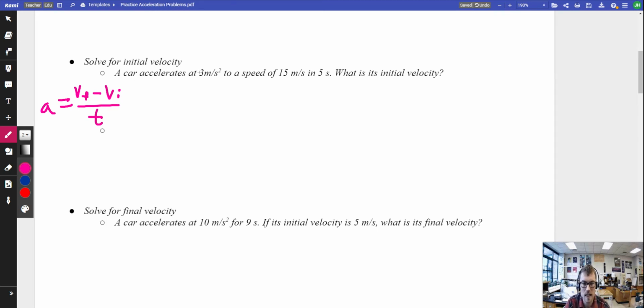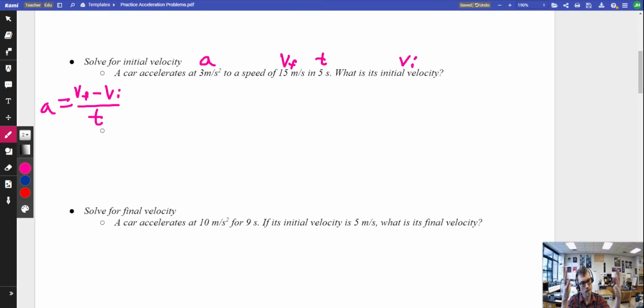So it's accelerating at 3 meters per second squared. There's our acceleration, to a speed of 15 meters per second. That is telling us that this is the end velocity, so this is going to be our final velocity. In 5 seconds, there's our time. And then what is the initial velocity? That's what we don't know.